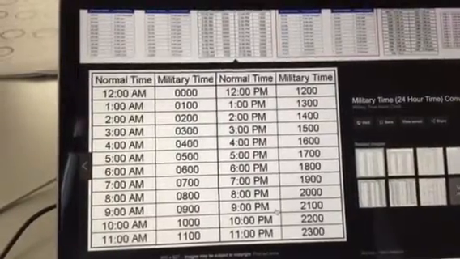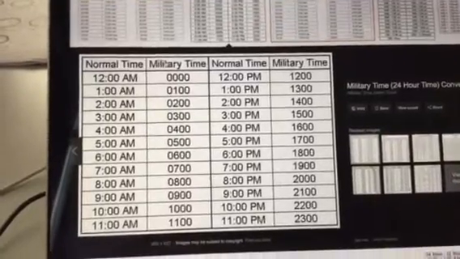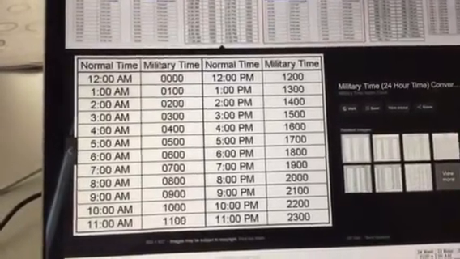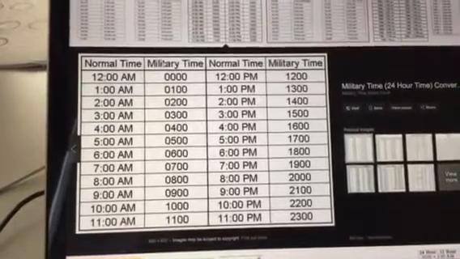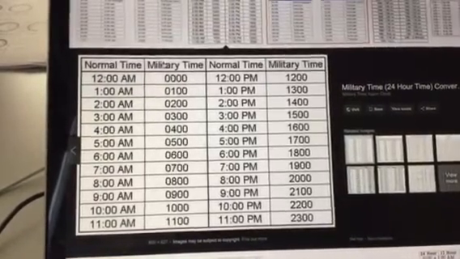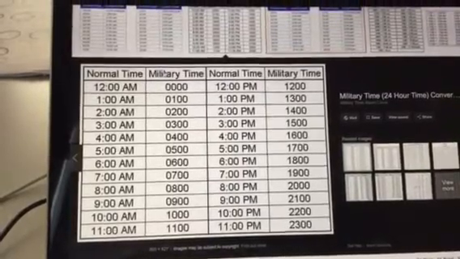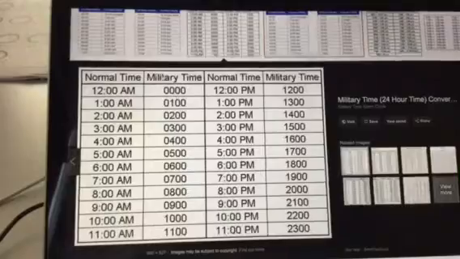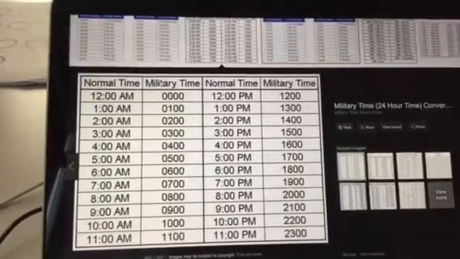Okay? Now, military time, or 24-hour time, as it's commonly called, is slightly different. So what you're going to do today is you're going to work in 24-hour time. I believe it's called military time because the concept began in the military.